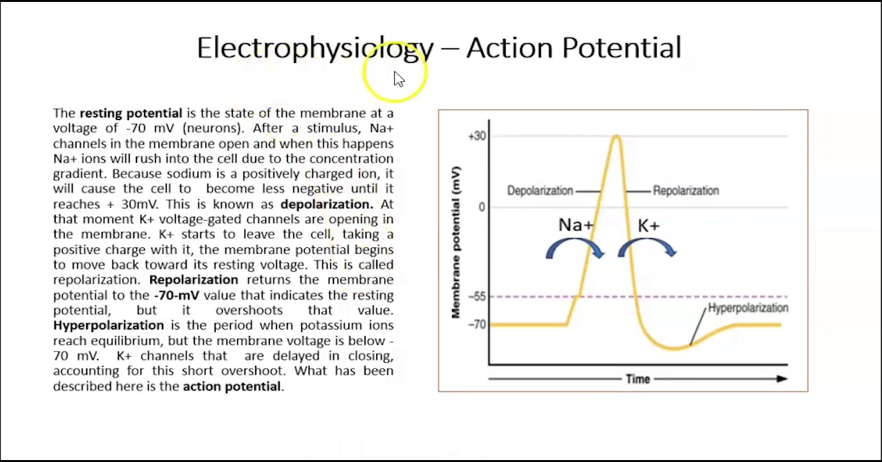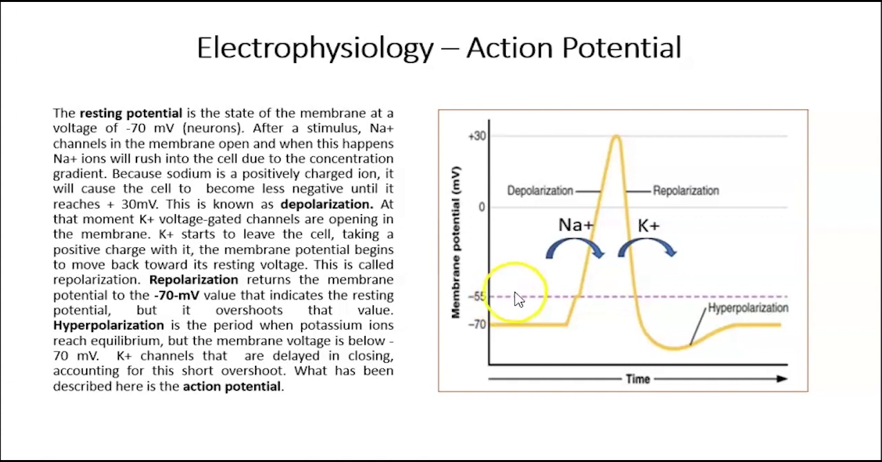Electrophysiology, resting membrane potential. We said that in the case of the neuron it is negative 70. The main ions involved are sodium and potassium. The most important ion outside is going to be sodium, and the most important inside is going to be potassium. Once you receive the stimulus, sodium channels open.